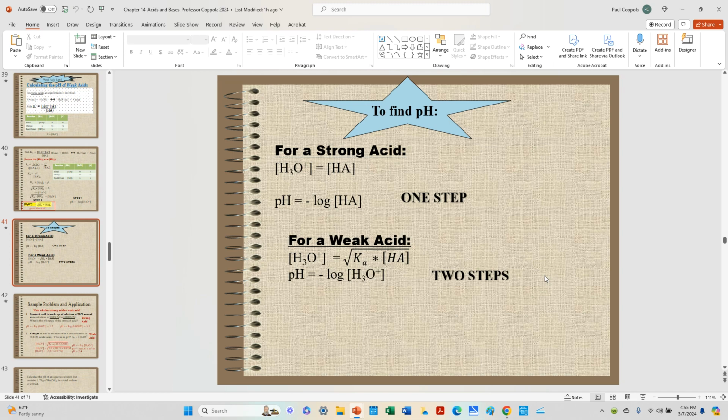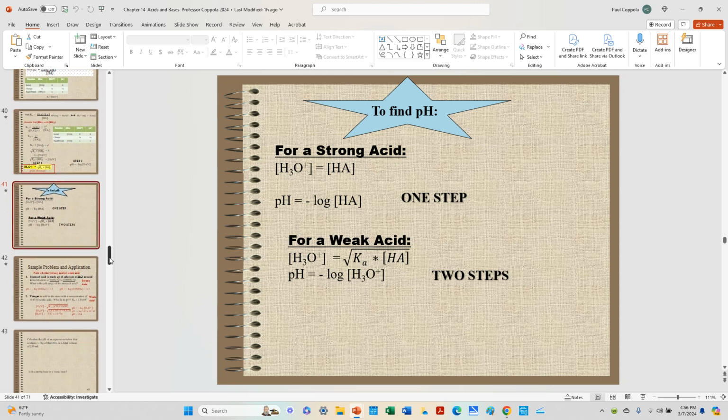So this is a summary for acids. To find the pH of a strong acid, it's a negative log of the concentration of the strong acid. One step. For a weak acid, first you find the hydronium concentration through this equation, and then once you have that, you use the pH as a negative log of the hydronium concentration. Again, that's slide 41.